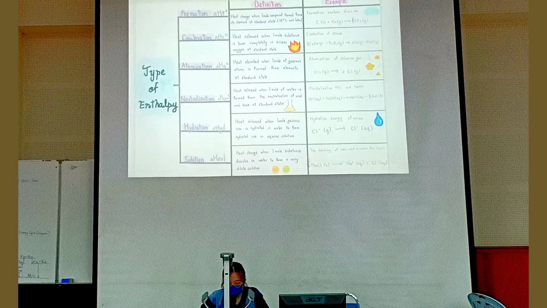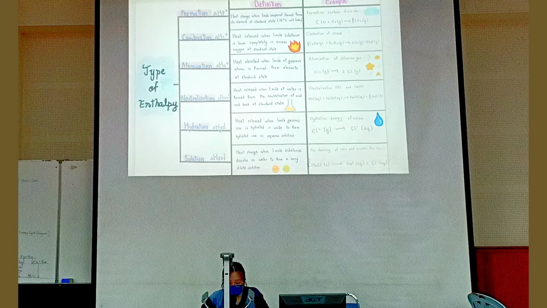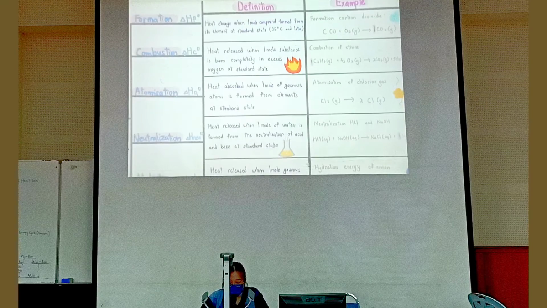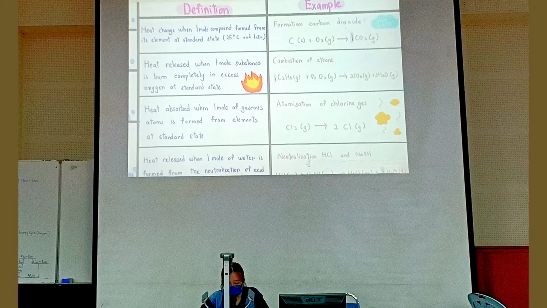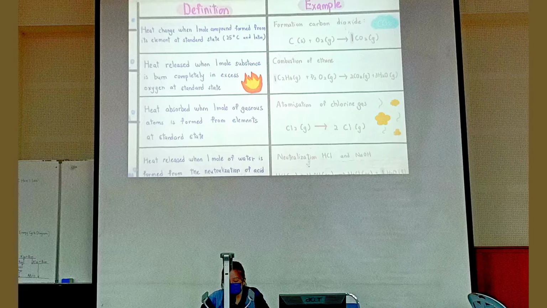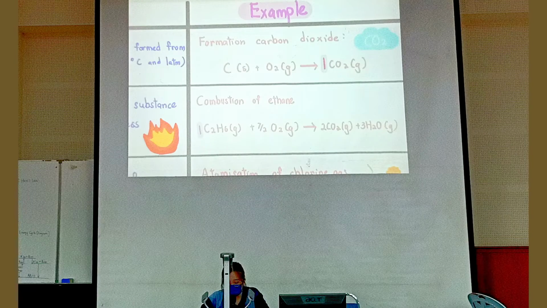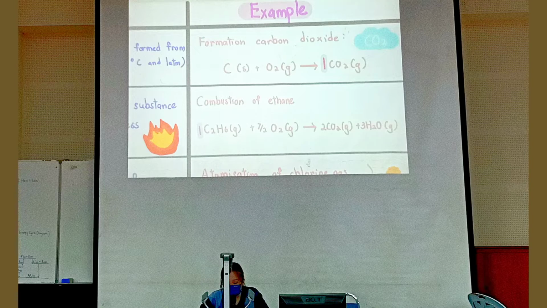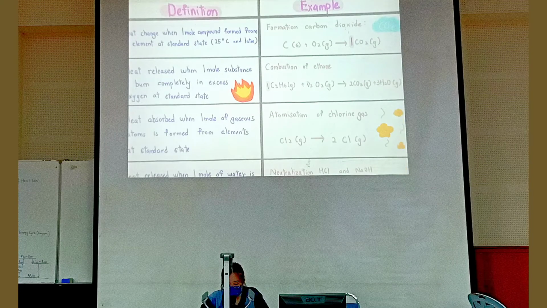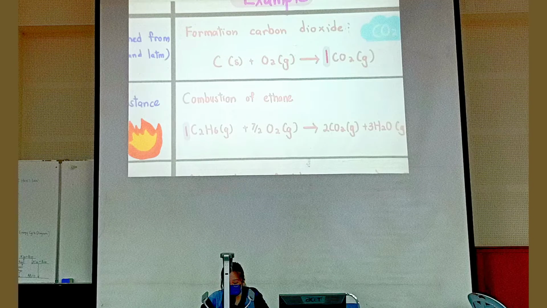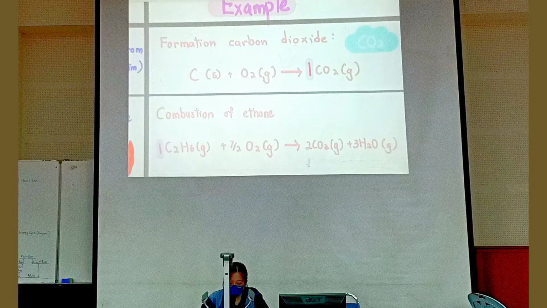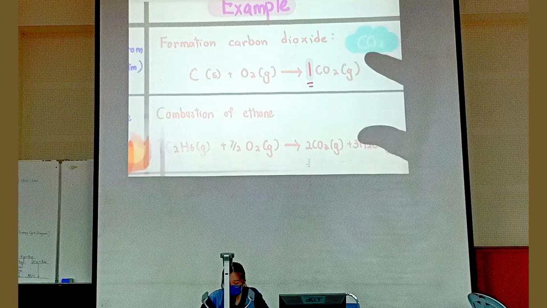To draw the Born-Haber cycle, we need to know the types of enthalpy. We learned six types of enthalpy, and the first one is standard enthalpy of formation. It is the heat change when one mole of compound forms from its elements at standard state. This is the example for the enthalpy of formation: formation of carbon dioxide. Here we can see that carbon dioxide is formed from carbon atoms and oxygen molecules. We also need to take note that this is one mole of CO2.